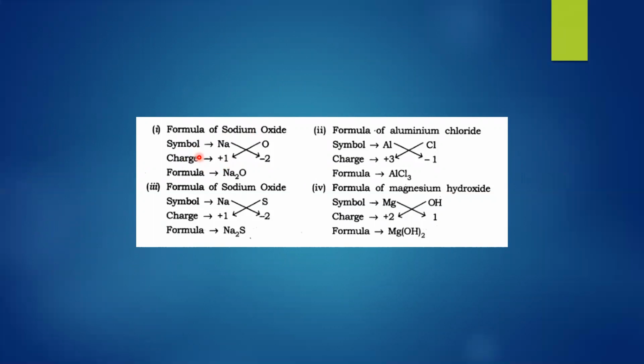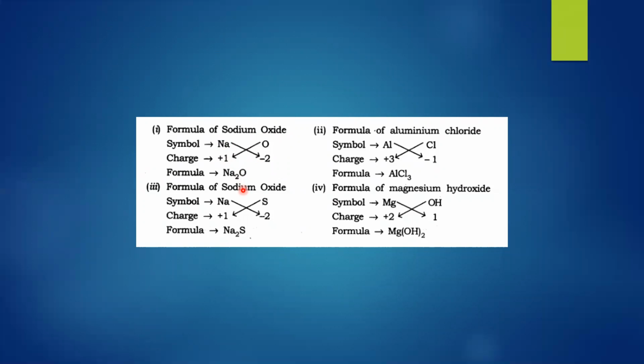Right, first of all, sodium oxide. Sodium means sodium metal. Oxide means oxygen. The valency of sodium is +1, whereas the valency of oxygen is -2. Now, by the crisscross method, this +1 will go to oxygen and -2 will go to sodium. Therefore, we write Na2O.